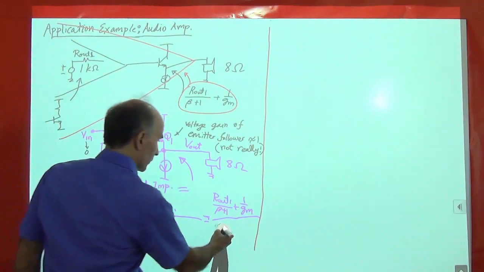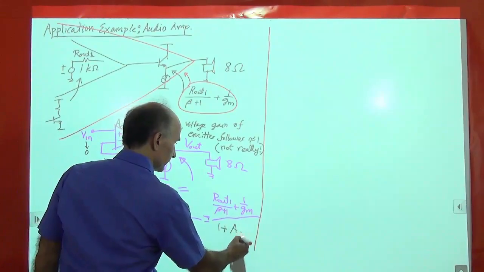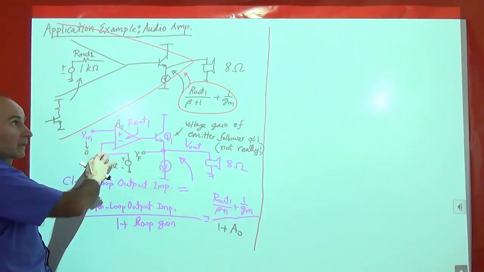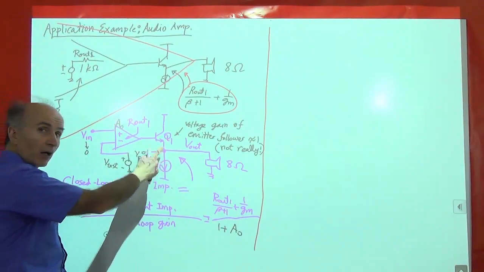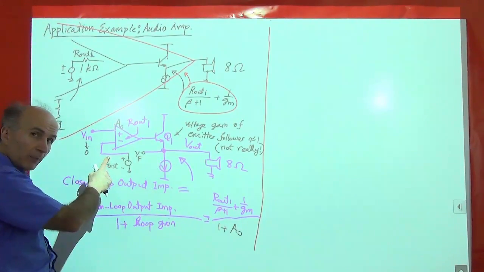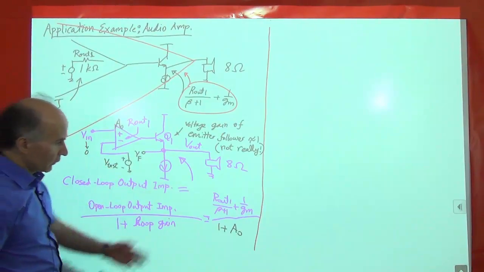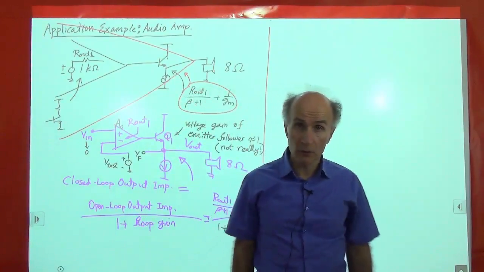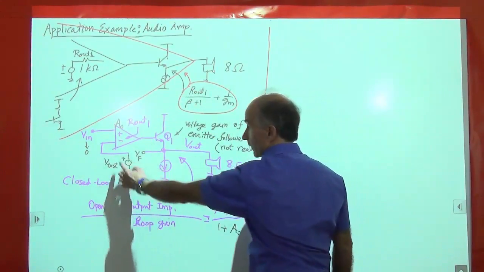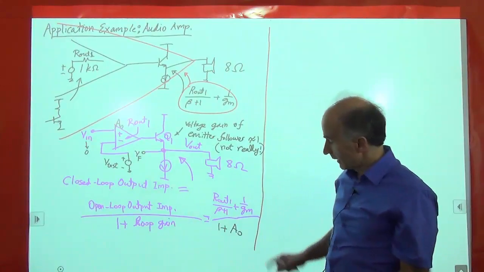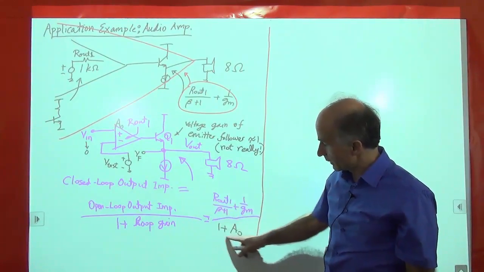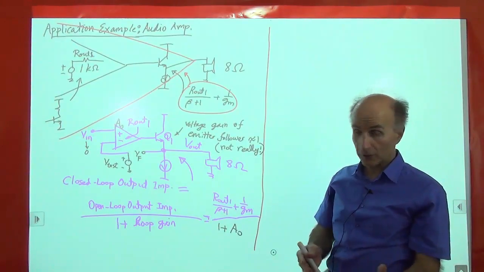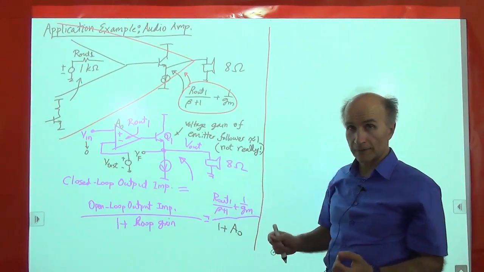So then that would be just 1 plus A0. In this case, K is 1 because we took the entire voltage and returned it, right? We didn't have any attenuation of the output before coming back to the input. So K is 1. So that is the overall output impedance of the closed loop configuration, the circuit, right, when this is closed. And you can see that it can be substantially lower than the original open loop output impedance. And that's good for driving the speaker, right?